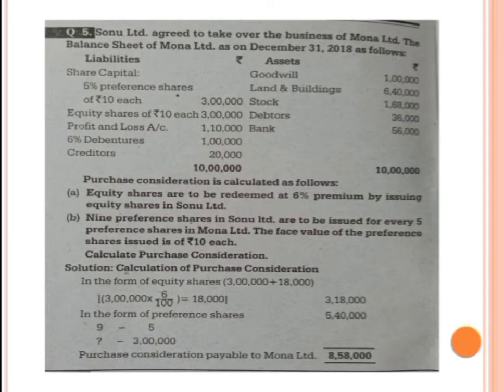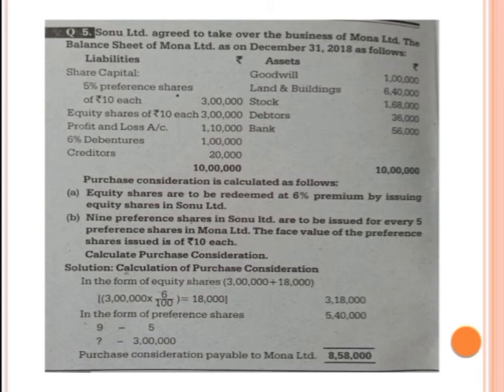Let us see the information given in the question. Sonu Limited agreed to take over the business of Mona Limited. The balance sheet of Mona Limited as on December 31st, 2018 is as follows. Now, seeing the sentence, you can make out which of the three cases this question belongs to, whether it is amalgamation or absorption or external reconstruction. Here it is given that Sonu Limited agreed to take over the business of Mona Limited, which means that these two companies are existing companies. So one company is absorbing the business of the other company. It is a case of absorption.